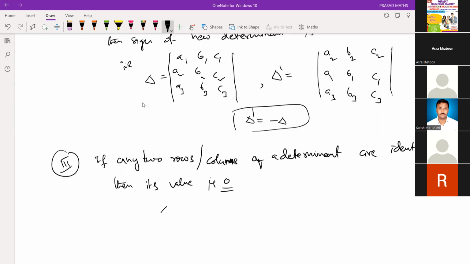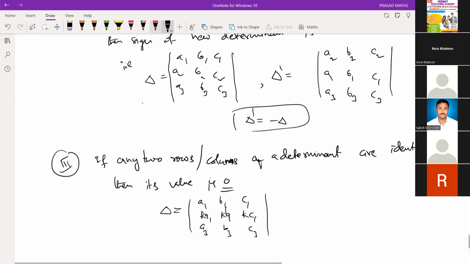Suppose you take this delta as a1, b1, c1. This is k a1, k b1, k c1. Just keep the third row as it is, a3, b3, c3. What you observe is these two rows are proportional. A1, b1, c1 and k a1, k b1, k c1. These two rows are proportional. So we observe that this value is 0.